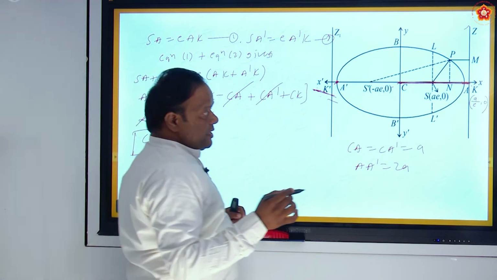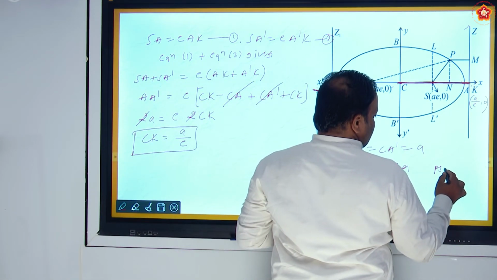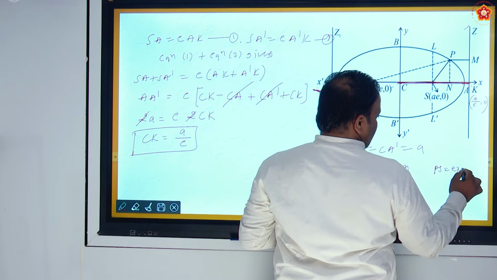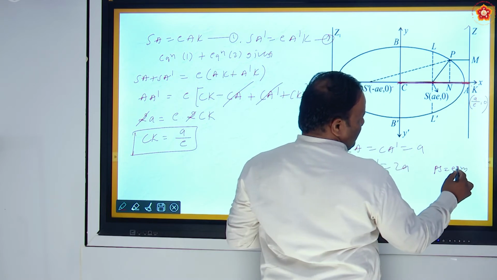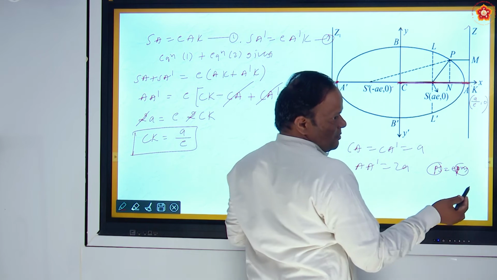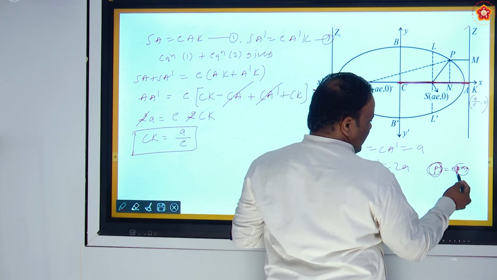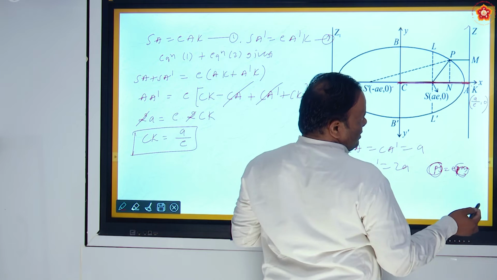Actually, we know the definition of a conic: PS is equal to e times PM. Here e is less than one for an ellipse. So we need PS and PM. Then only you can derive the equation of an ellipse. Correct? First find PS, then find PM. Then substitute here, and we will get the equation of an ellipse.